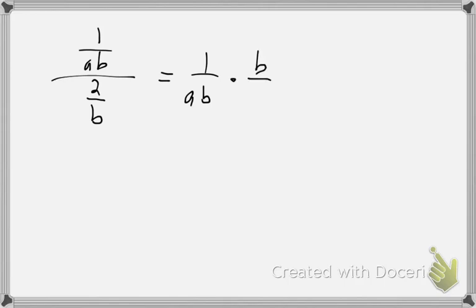But in the case of 1 over AB over 2 over B, it'd be 1 over AB times B over 2. You guys agree? Which is? Yep, it reduces. I'm going to go ahead and reduce the B's. 1 over 2A. But that's what we've seen before. That part's not new.